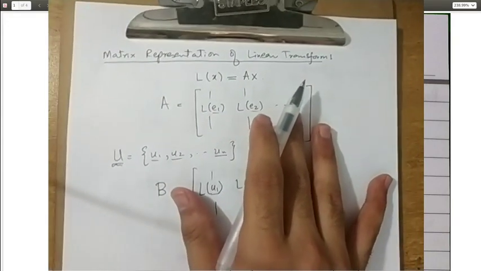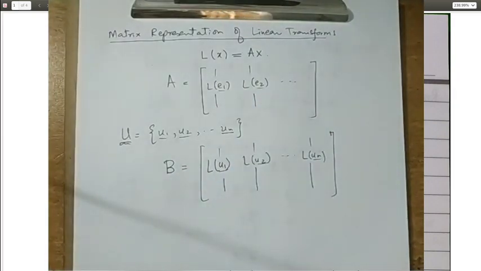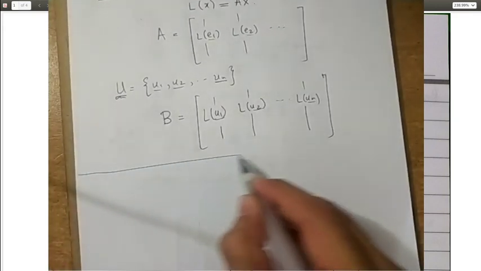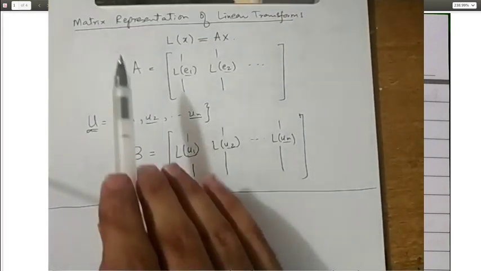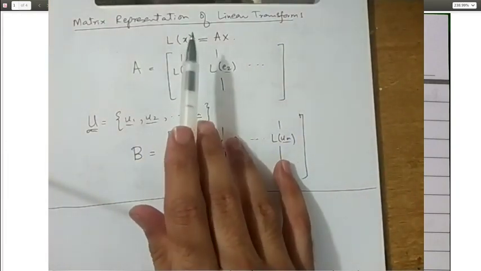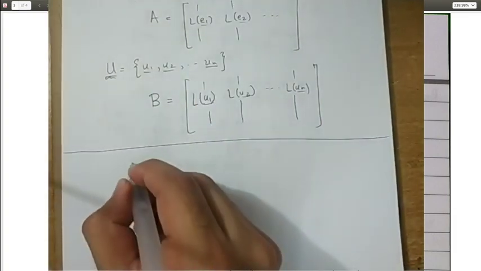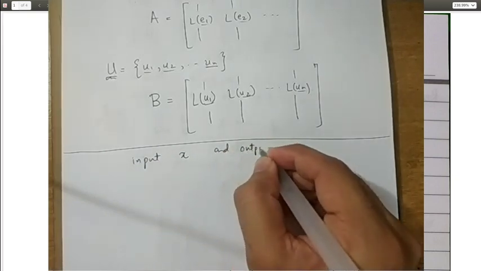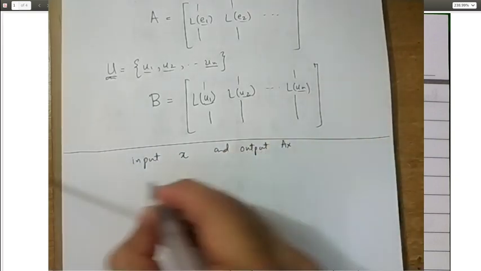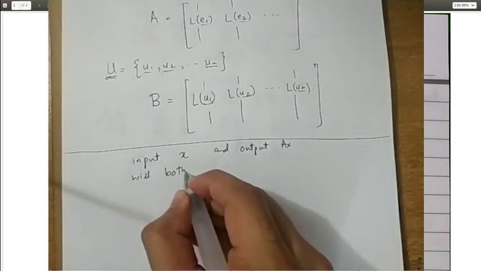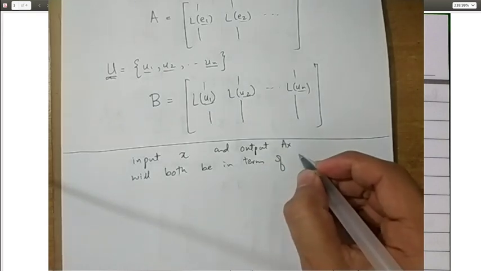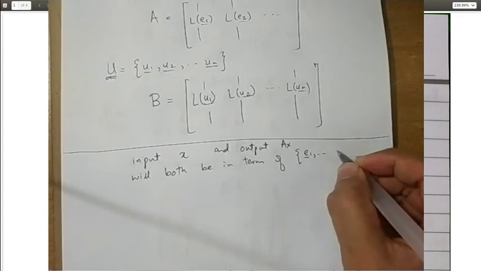But the idea is there's a question on how we will do this. Specifically, keep in mind one important fact, that when you're dealing with this transformation in the standard basis, then input x and output A of x will both be in terms of the standard basis vectors E1 up until En.